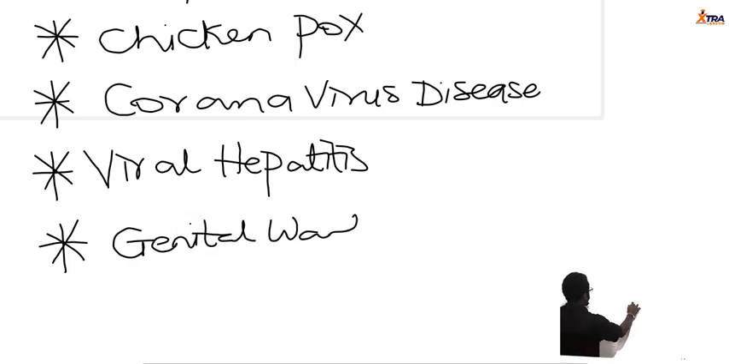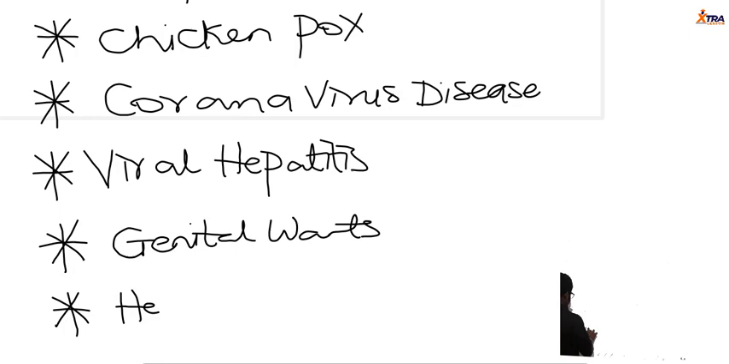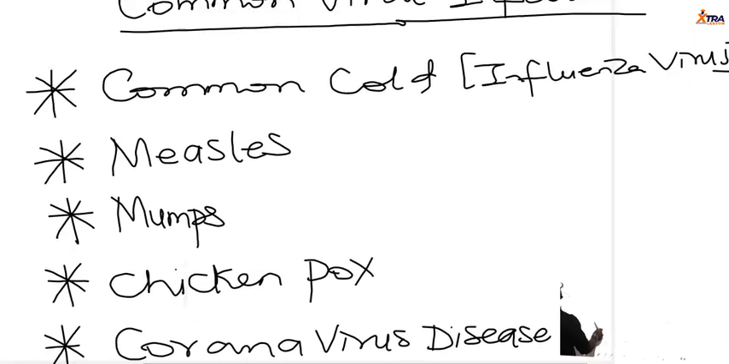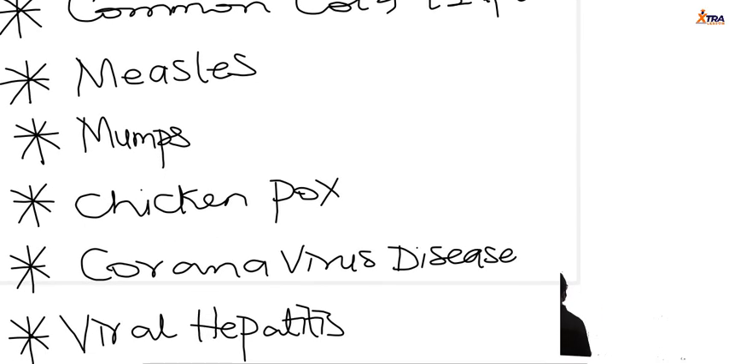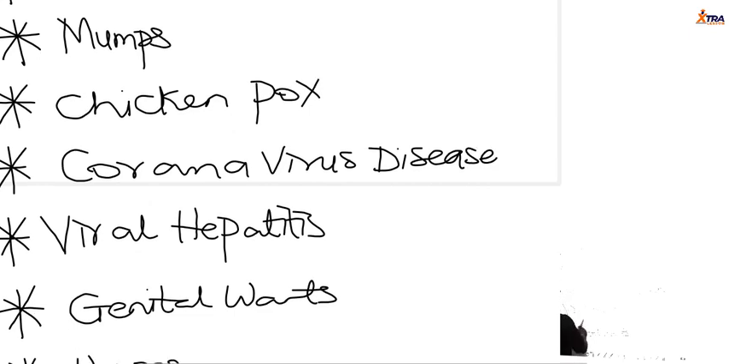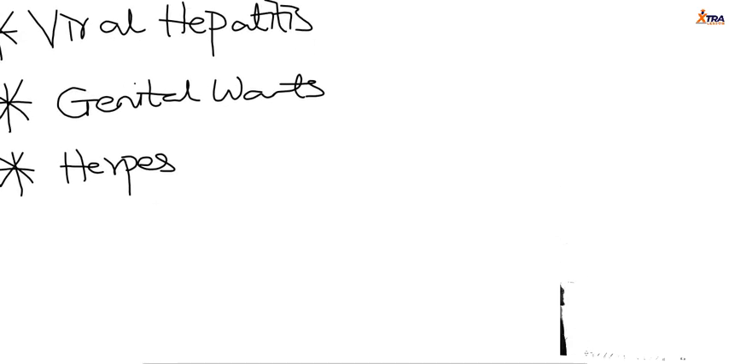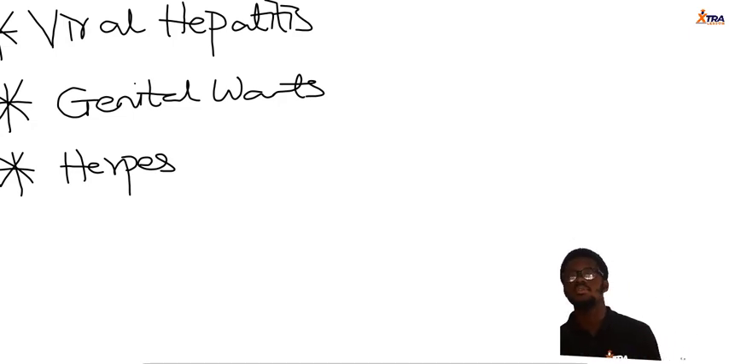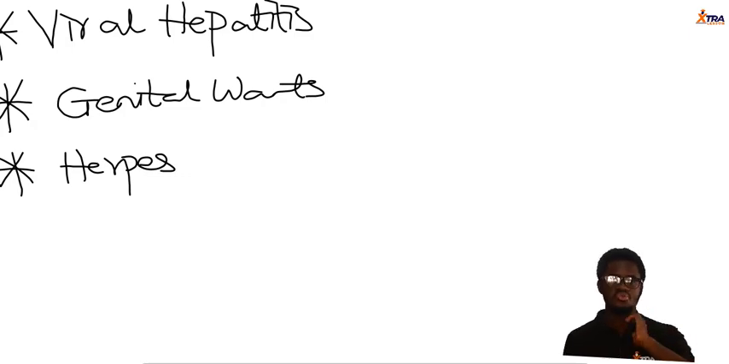Well, let's round it up. You also have the herpes, the herpes simplex virus. So there you go. Common cold, influenza, measles, mumps, chicken pox, coronavirus disease, viral hepatitis, genital warts, and herpes. Yeah, that does it. So those are common viral infections. The common cold, measles. There was a time there was an outbreak of measles, chicken pox. But for animals, you can have cowpox. That affects animals basically. The genital warts, which is a sexually transmitted disease.